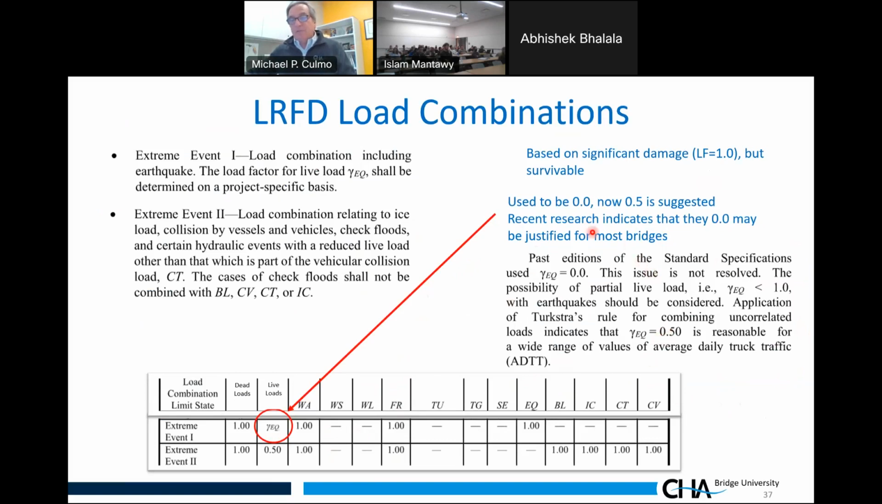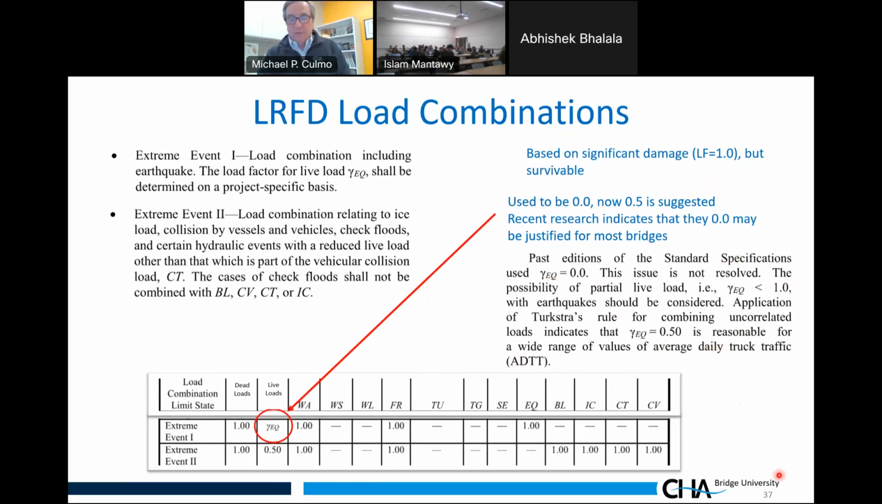However, there has been recent research that shows trucks on a bridge during an earthquake, and this was at the University of Nevada, Reno, they put trucks actually on a bridge in the lab and on a shake table and shook the bridge and found out the trucks actually act as a tuned mass damper and reduce the seismic forces. So it's actually beneficial to have trucks on a bridge during an earthquake. So therefore, a lot of states are going to gamma EQ of 0.0, meaning there's no live load on the bridge for earthquake analysis. But my answer, if you're designing a bridge in a state, most state bridge manuals will tell you what to use for this value.